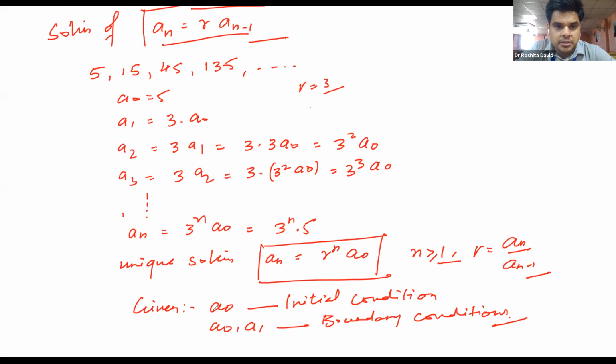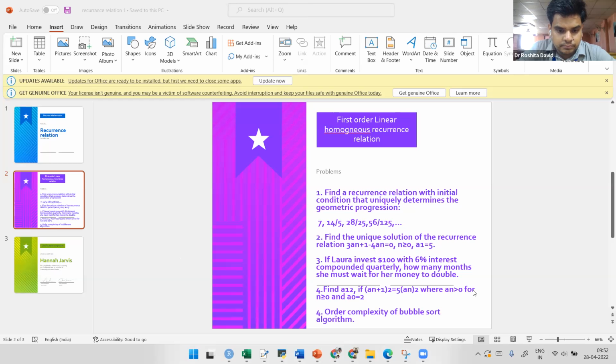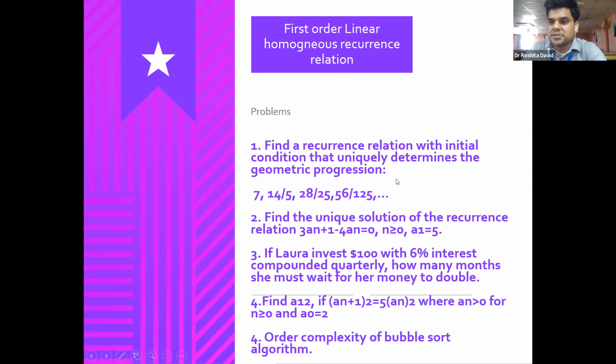So let me share the screen. I hope it is visible to everyone. So the first question is, find a recurrence relation with initial condition that uniquely determines the geometric progression.